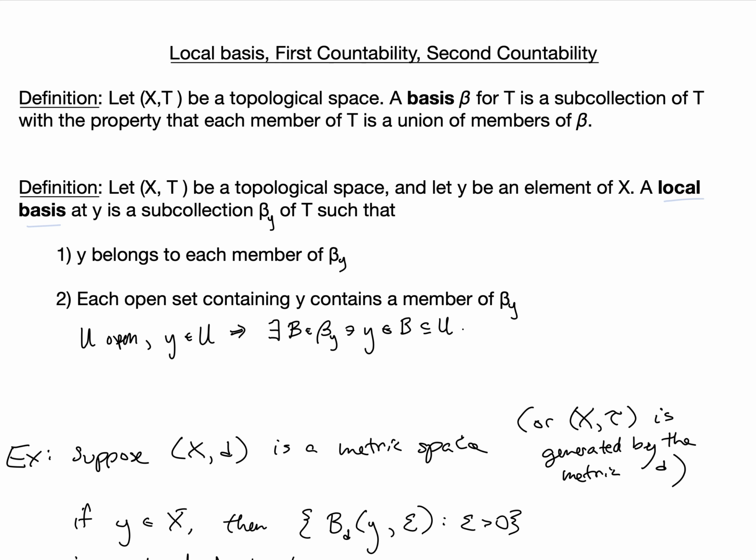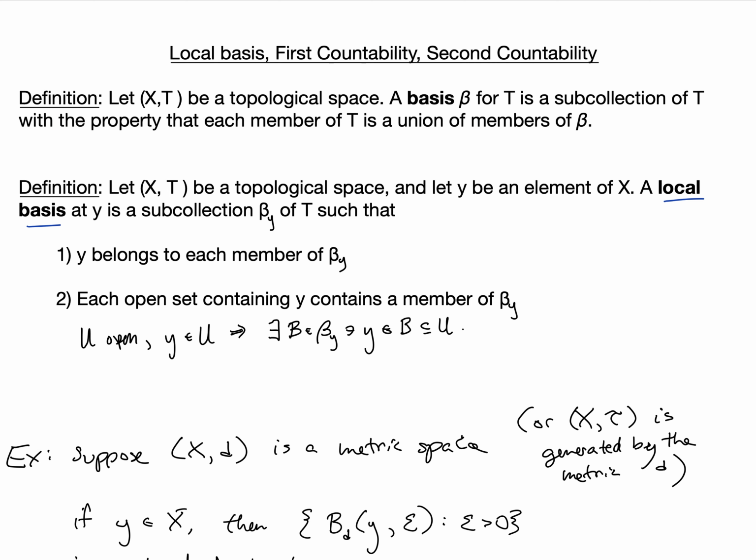Now our new definition: if (X, tau) is a topological space and y is an element of that set, a local basis at y is a subcollection beta sub y of tau, such that y belongs to each member of beta sub y, and each open set containing y contains a member of beta sub y. So in other words, if U is open and y is an element of U, there is some B in beta sub y, such that y is an element of B, which is a subset of U.